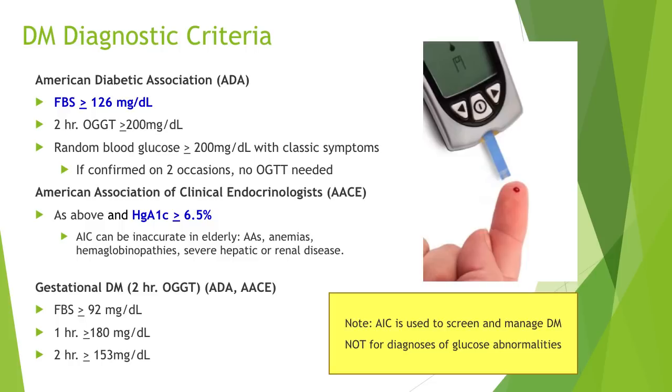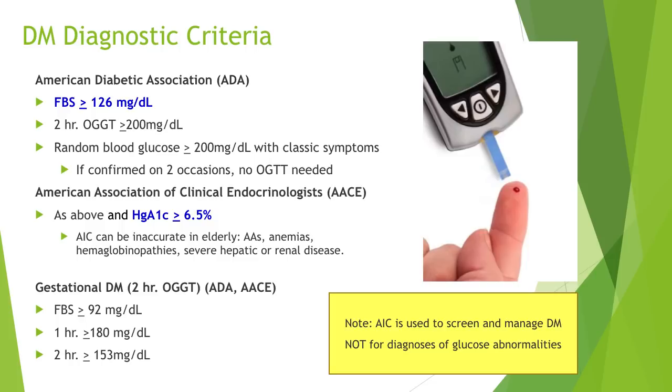Your hemoglobin A1C greater than 6.5% is helpful, but keep in mind that it should not be used as a screening or a diagnostic tool because there can be some inaccuracies. For example, patients that are elderly, African Americans, patients with anemias, hemoglobinopathies, severe hepatic or renal disease may have an inaccurate result and therefore may misguide treatment.